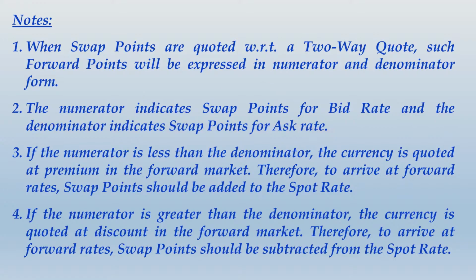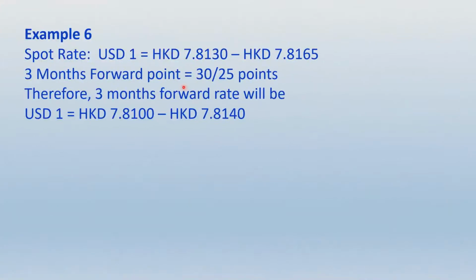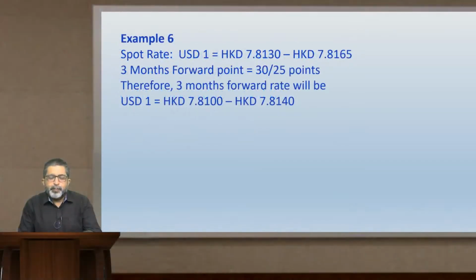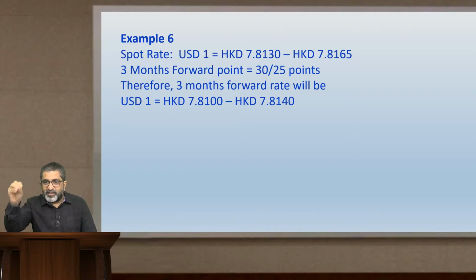Let me do one thing. Let me take you back to this particular example. See, whenever you have a two-way quote, forward points must be given for both bid and ask, right? For both bid and ask. When swap points have to be given for both bid and ask, they have to mention either separately. For the bid, this is the forward point. For the ask, this is the forward point.